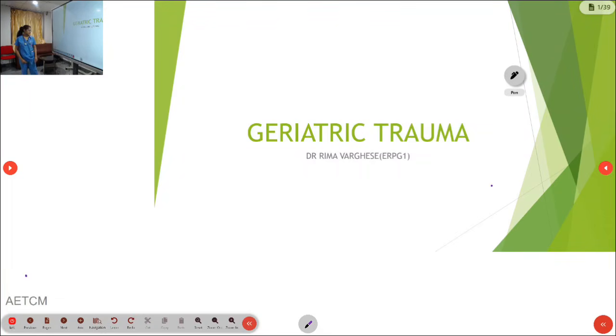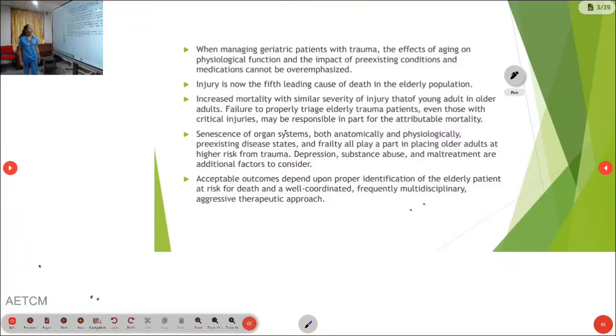Today's topic, geriatric trauma. While managing a geriatric patient in a trauma, we have to keep in mind the advancing age of the patient and the pre-existing conditions of the patient. Trauma is the fifth leading cause of mortality in the elderly population. The increased mortality is mostly due to the failure to properly triage the elderly people who are critically ill.